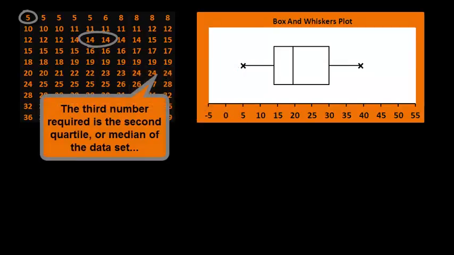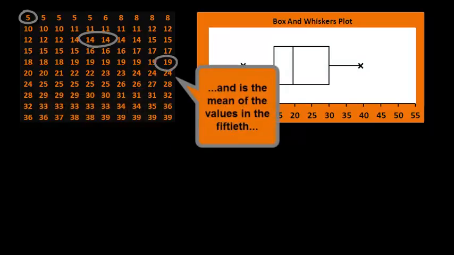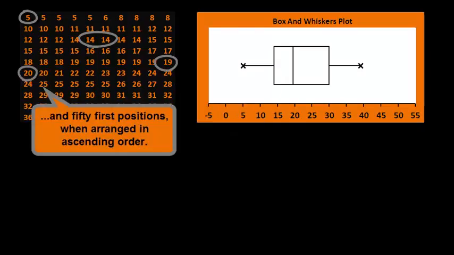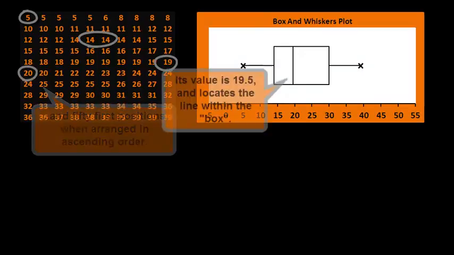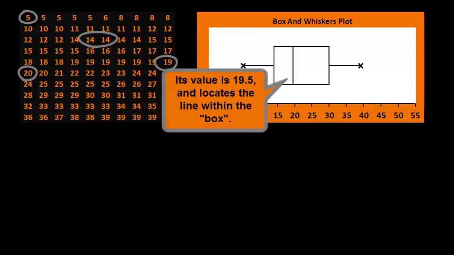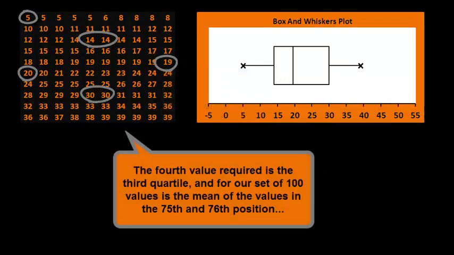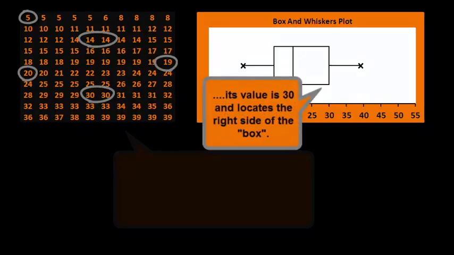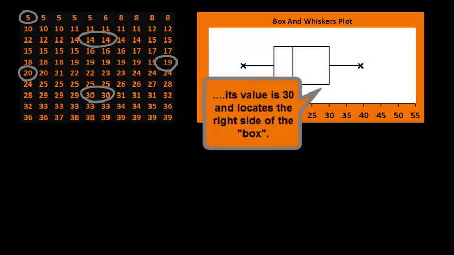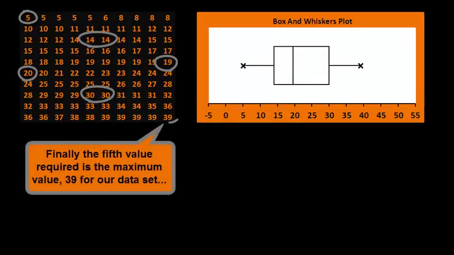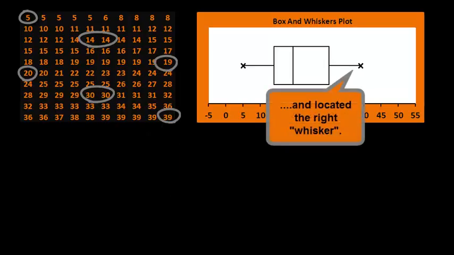The third number required is the second quartile, or median of the data set, and is the mean of the values in the 50th and the 51st positions when arranged in ascending order. Its value is 19.5 and locates the line within the box. The fourth value required is the third quartile, and for our set of 100 values is the mean of the values in the 75th and the 76th position, and its value is 30 and locates the right side of the box. Finally, the fifth value required is the maximum value, 39, for our data set, and located the right whisker.